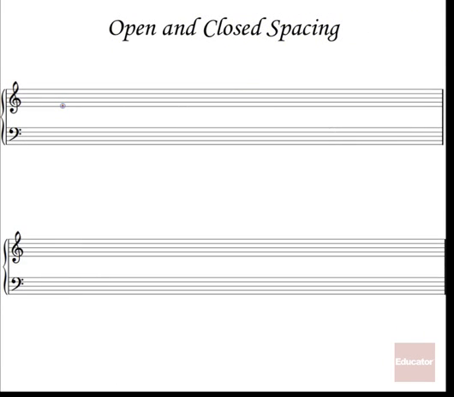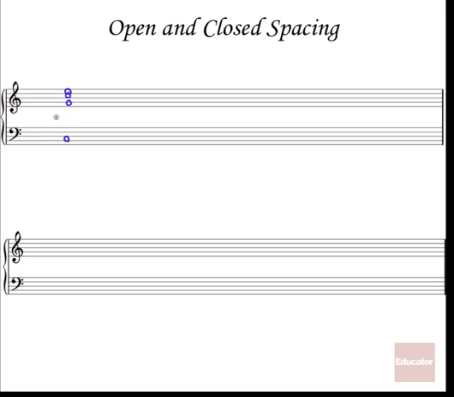So now let's look at some ways of spacing triads. There are two different spacings that we can distinguish between. When we're starting to look at connecting chords, it's important to know about open and closed spacing. So keeping our voice ranges in mind, let's start with a C major chord that looks like this.